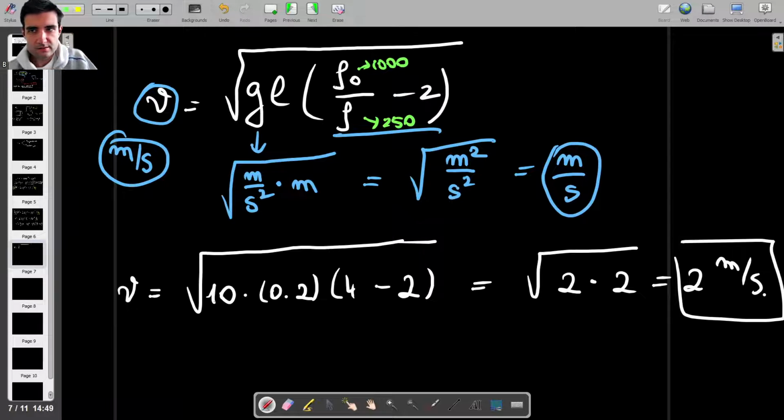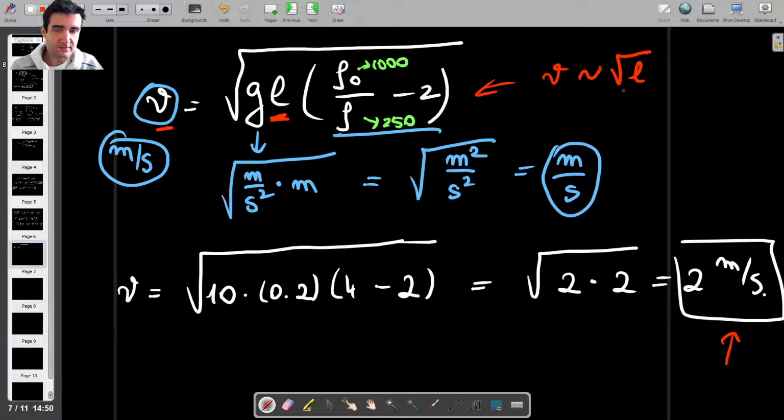Another reason why you may want to keep symbols all the way through is that in the end, you will be able to see how each variable affects the answer. So right now, I can instantly say that if my cylinder was 4 times longer, the velocity would have been twice of what I got here. So this tells you that the velocity is actually proportional to the square root of the length of the cylinder.